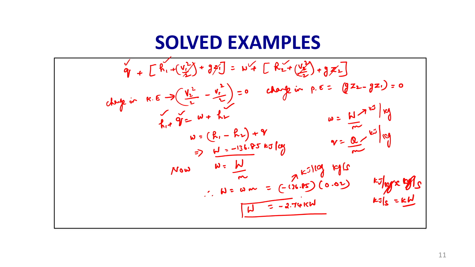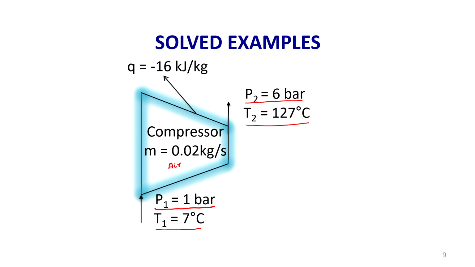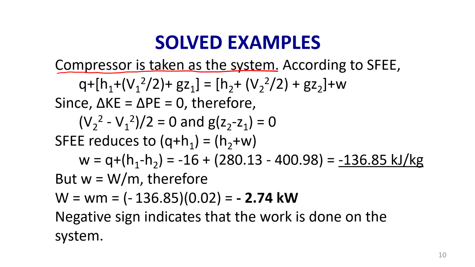So, this 2.74 kilowatt of power is required to drive the compressor to compress the air from 1 bar to a pressure of 6 bar, doing the process in which the temperature increases from 7 degree centigrade to 127 degree centigrade. What does this negative sign indicate?